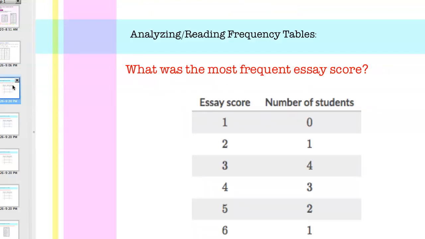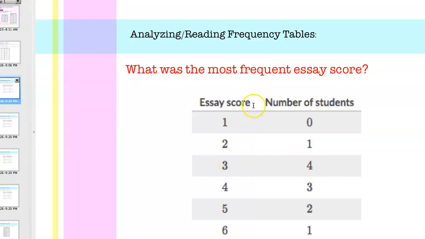It says, what was the most frequent essay score? So frequent. Okay, so here are my essay scores. It starts with a 1, that's the lowest score you can have, and 6 is the greatest. These are the number of students that scored this score. So 0 students scored a 1 on the essay. 1 student scored a 2. 4 students scored a 3.